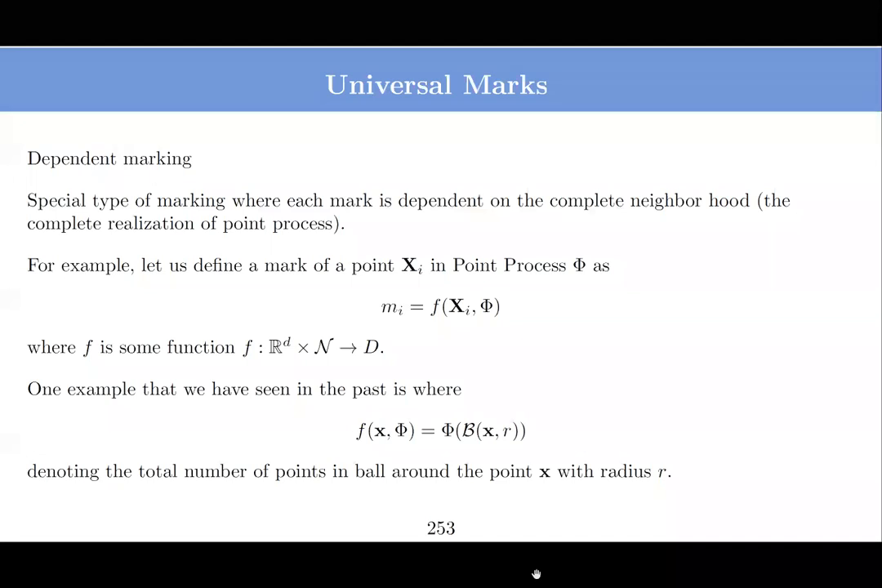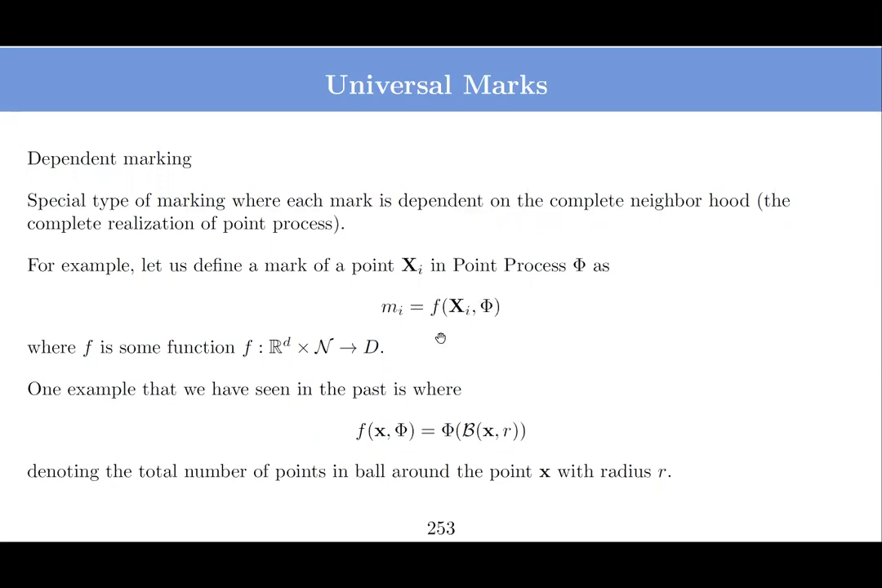So in that case, you can think that for any point xi, the mark is a function of the point and the complete point process. Okay. So here you take the complete marked point process and it will depend on that. Okay. And this is a dependent mark because every point is dependent on the same realization. Okay. So there is some correlation on that.